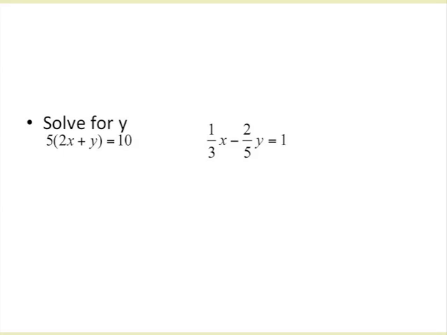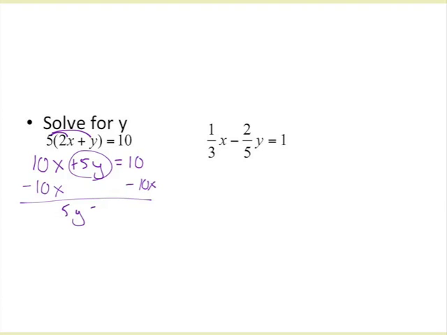In the first one here, we have to get rid of those parentheses. I'm going to distribute through. 10x plus 5y is 10. And now this looks like one that we already did. So we need to get the y part alone by subtracting 10x.